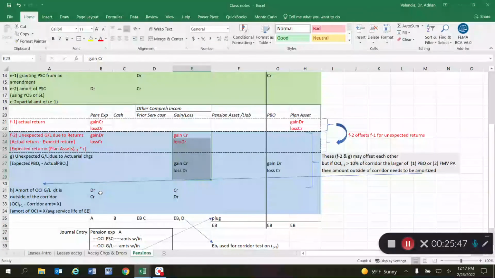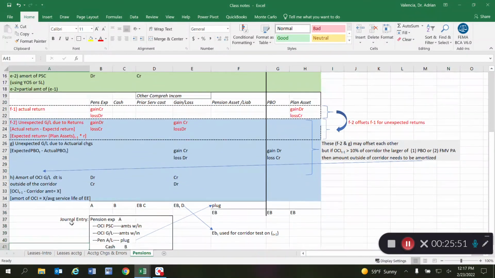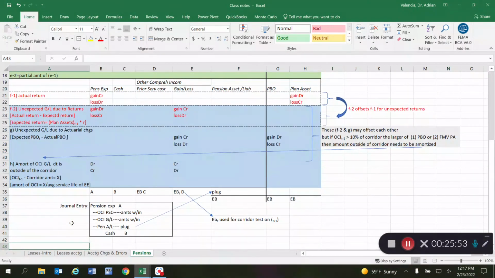Now things can change, of course. So what happens to the journal entry at the end of the period? Before I get there, notice that this is the ending balance of OCI gains and losses. So this would be the ending balance at period T, and I'm going to call that amount D, for reference here. Amount D is now used for the corridor test next period, in T plus 1.